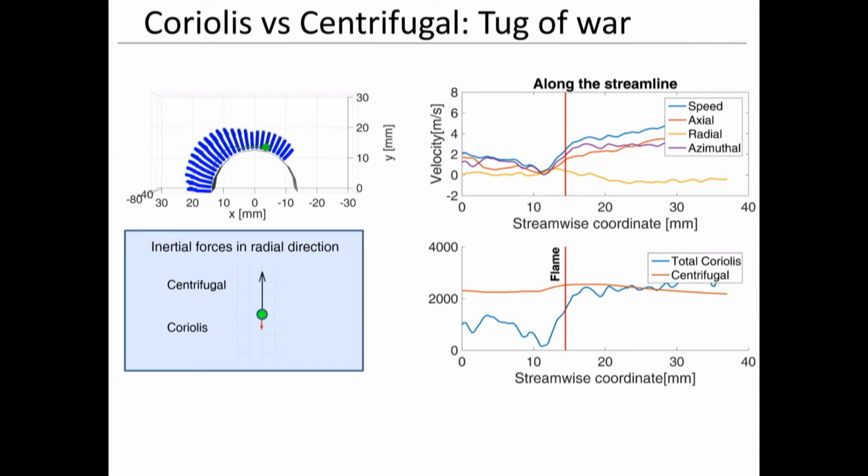The centrifugal force is sort of constant, but as the particle approaches the flame, the Coriolis force decreases because the particle velocity decreases. And of course, the Coriolis force is trying to force it radially inward. So that's why the particle then moves outwards all of a sudden. And then the particle accelerates, which increases the Coriolis force. The Coriolis force pushes the flow back inwards towards the cylinder.